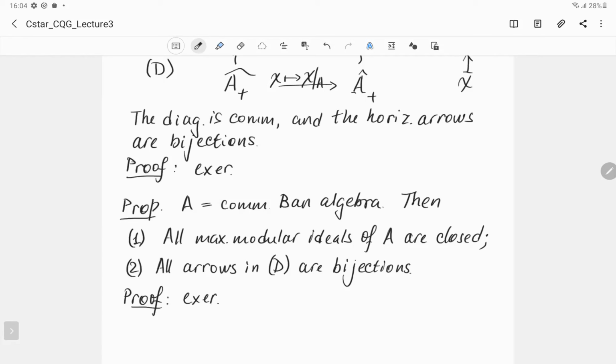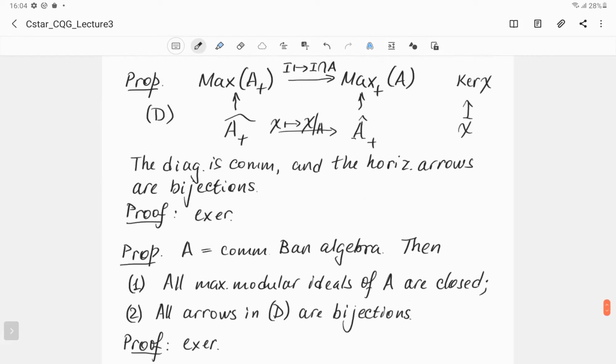The proof of the first part is almost identical to the proof in the unital case. At the previous lecture, we proved that all maximal ideals of a unital Banach algebra are closed. So exactly the same argument shows that all maximal modular ideals of any commutative Banach algebra are closed. And now, again, the same argument as in the unital case shows that the correspondence between A hat and max of A is a bijection. So after we add only one point here and here, we still get a bijection.